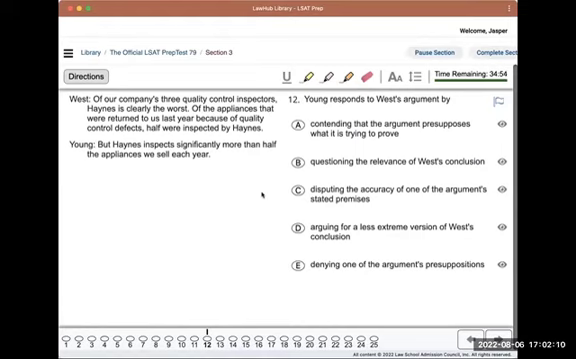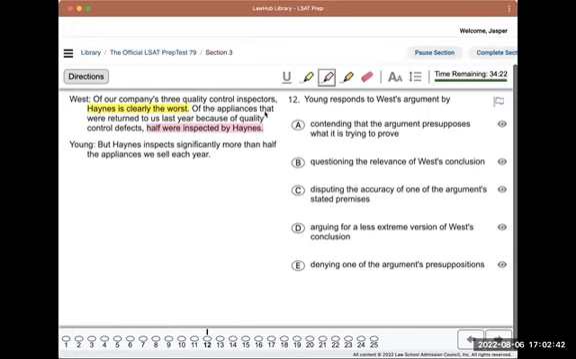Okay, so how does Young respond to West's argument? West says, of our company's 3 quality control inspectors, Haynes is clearly the worst. That's probably the conclusion. Likely West is now going to try to prove that Haynes is the worst. Of the appliances that were returned to us last year because of quality control defects, half were inspected by Haynes. All right.